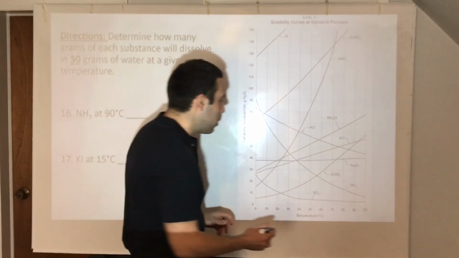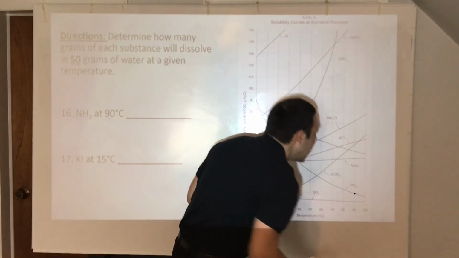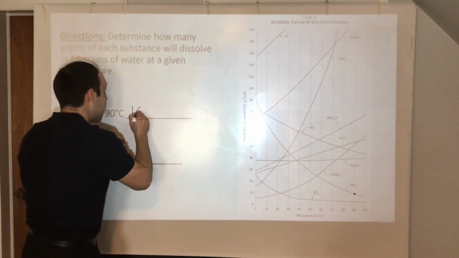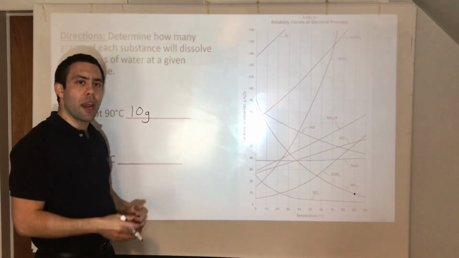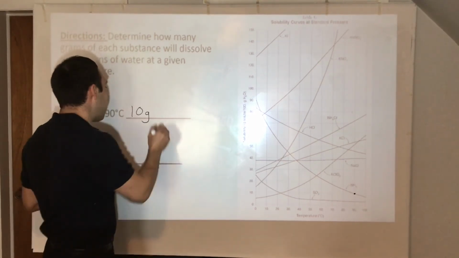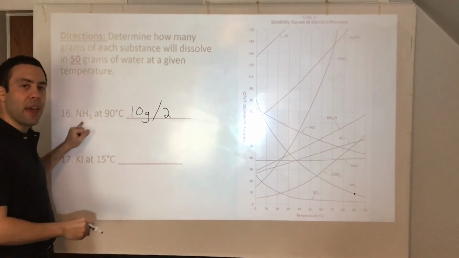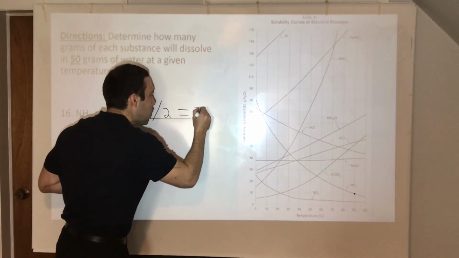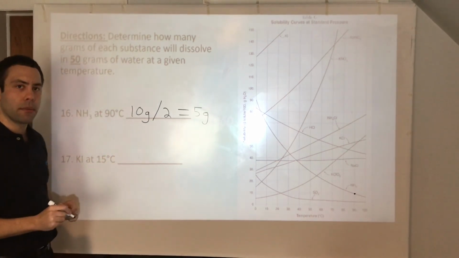We carry on as normal. We go to 90 degrees Celsius and we go to NH3. Seems like we have a nice easy number of 10 grams. That, once again, is for 100 grams of water. Since we have 50 grams of water, we cut the amount of water in half. We also have to cut the amount of solute, the amount of NH3, in half. So 10 divided by 2 is going to be 5 grams of NH3.